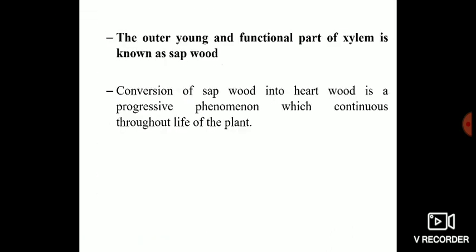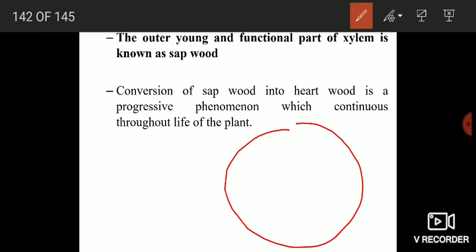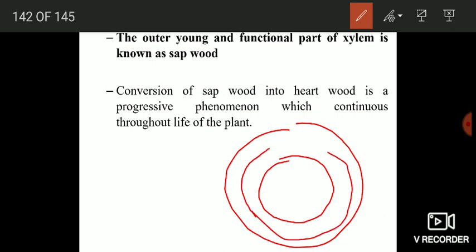The outer young and functional part of xylem, I have already told you, is known as sapwood. You have to remember one very important point, that the conversion of sapwood into heartwood is a progressive phenomenon. That means heartwood formation is a progressive phenomenon. Here, let us say this is the stem. This portion of the stem is represented by heartwood. In future, the heartwood formation will extend towards the periphery. Okay, this is continuous and extends throughout the life of the plant.